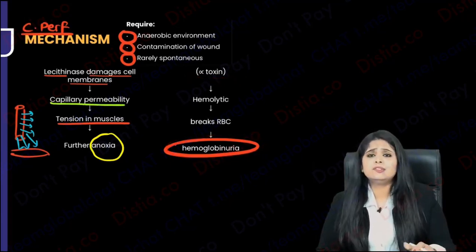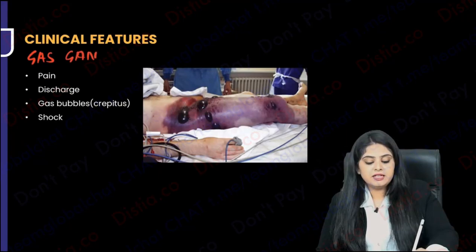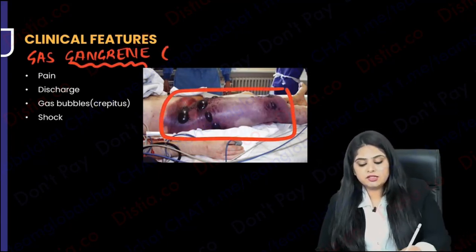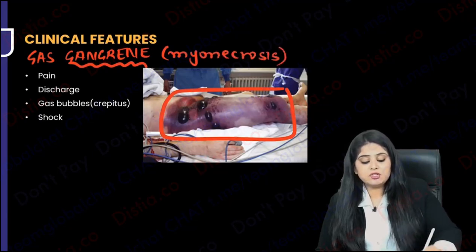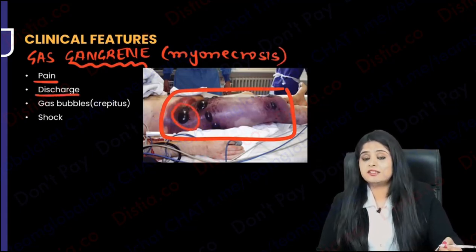So how will it look? How is the gas gangrene going to look? So firstly, when we are talking about any kind of gangrene, we know for a fact that there is a lot of foul smelling, blackish, very dirty looking tissue that is there, because this is nothing but a case of myonecrosis. So what is the patient going to be? The patient is going to be in a lot of pain. There will be some discharge, as you can see, that is coming out.